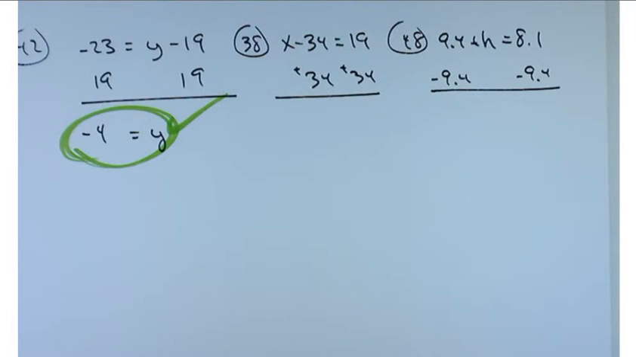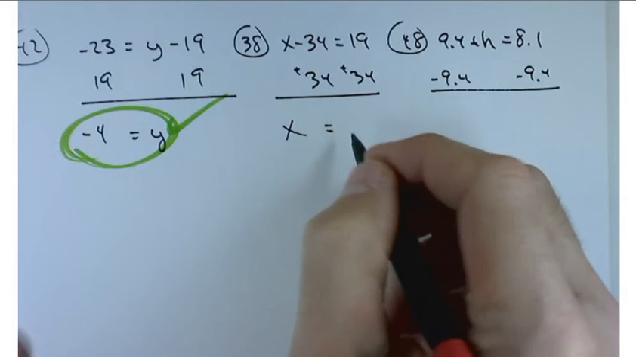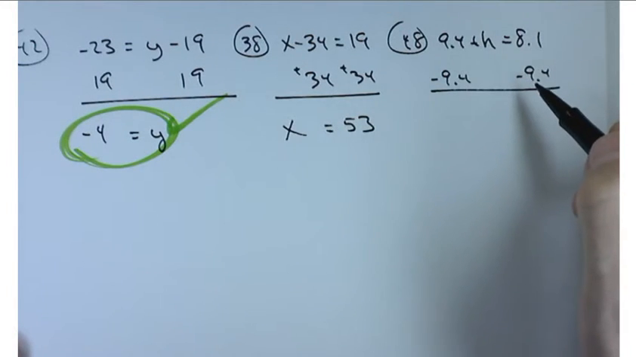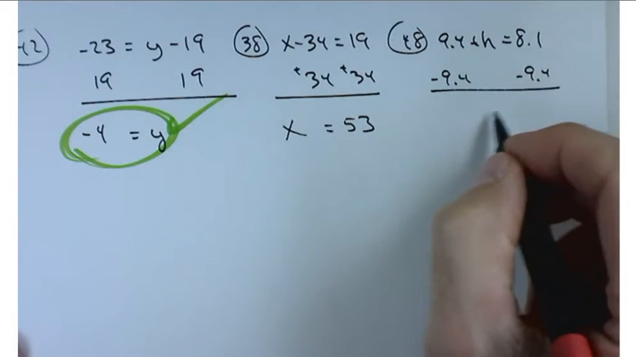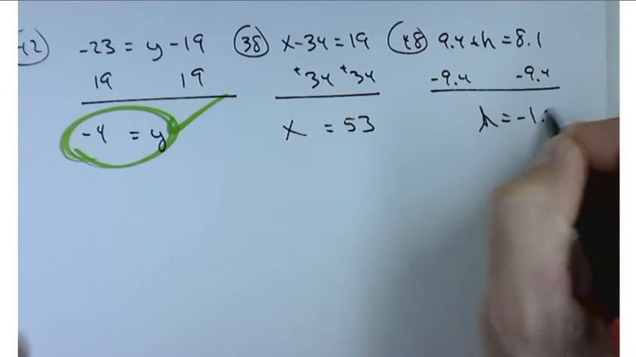Carly today? All right. Ted. Good man. What's the first one, please? 53. Good. Did you get the second one, too? All right. Negative 1.3. Nice.